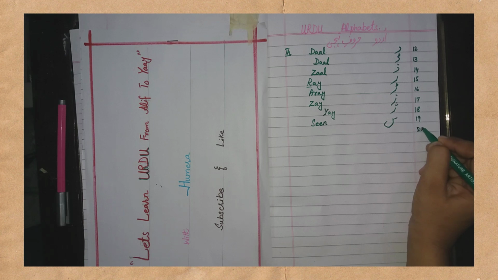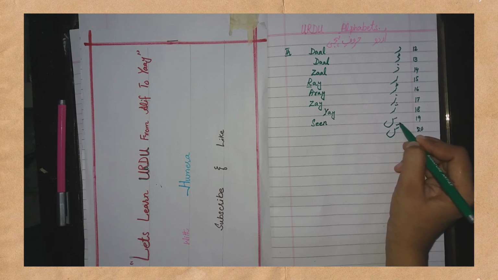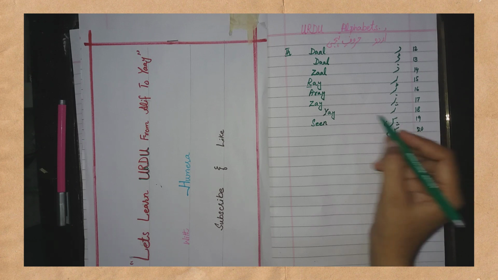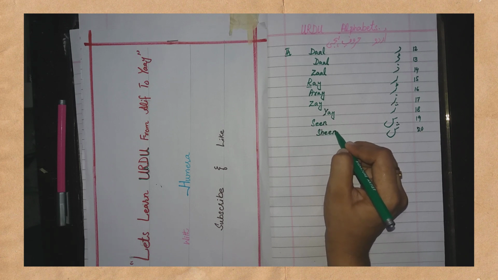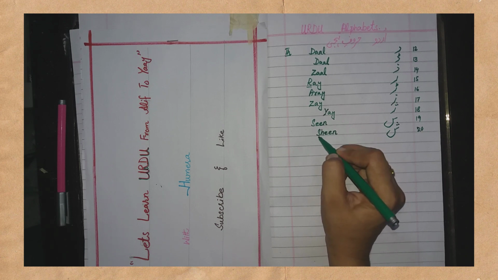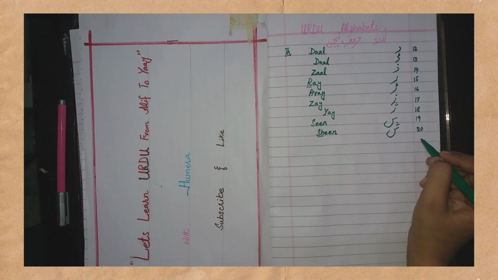Next is the 20th, which is Sheen. Okay, Sheen has the same shape like Seen, but it has three dots on it, and its sound is like the SH words. Okay, its sound is like SH words, Sheen.